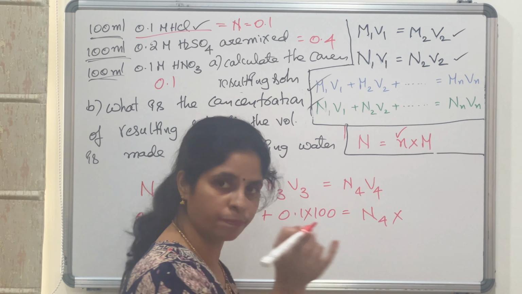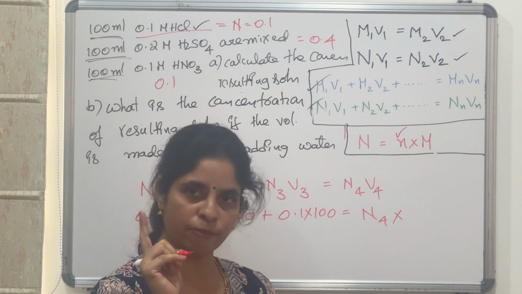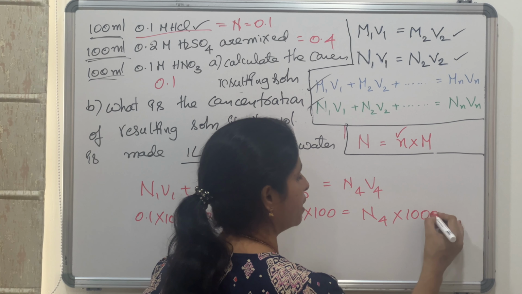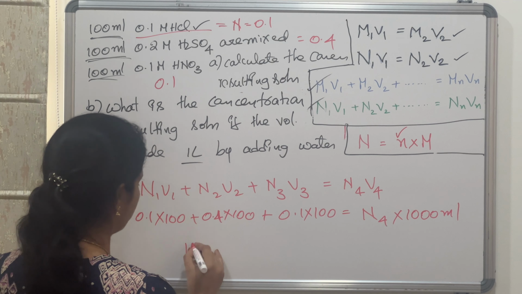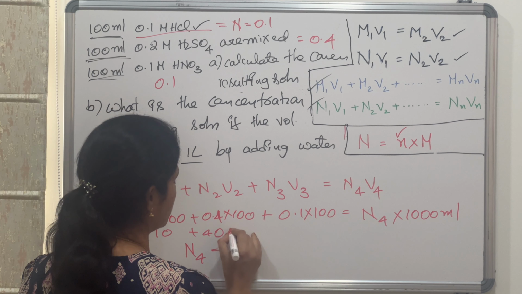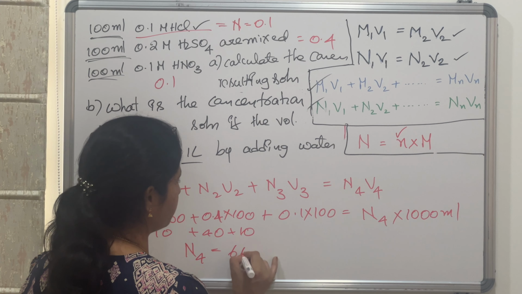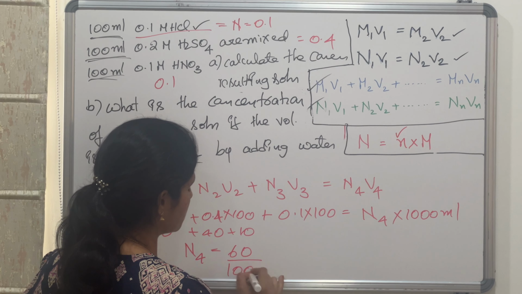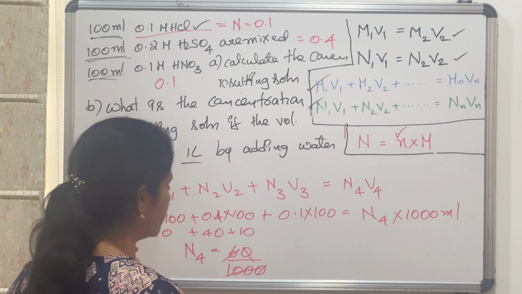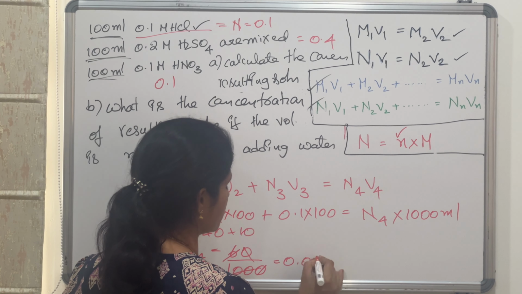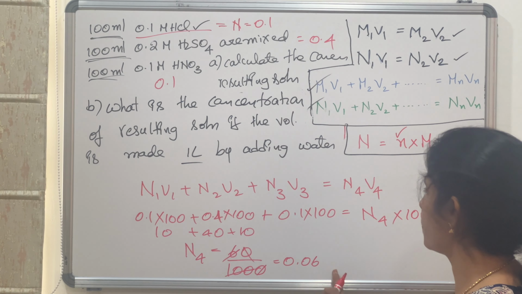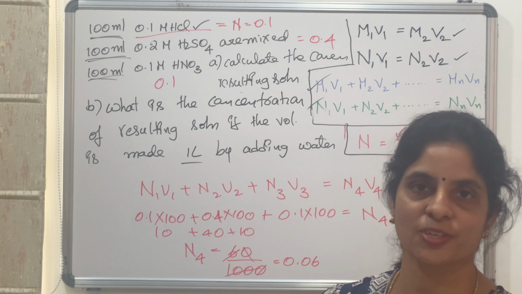If we add water and make the solution 1 liter, that means here 1000 ml. So what is your N4? Again it is 10 plus 40 plus 10. So here it is 60 divided by 1000, 6 by 100, so here it is 0.06. What is the resultant concentration? It is 0.06.